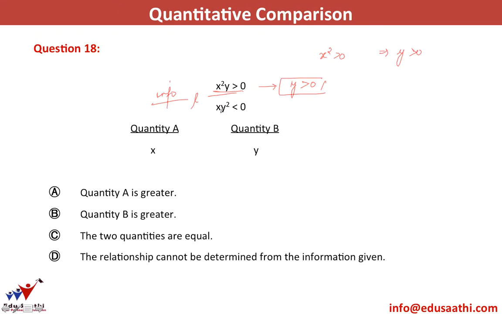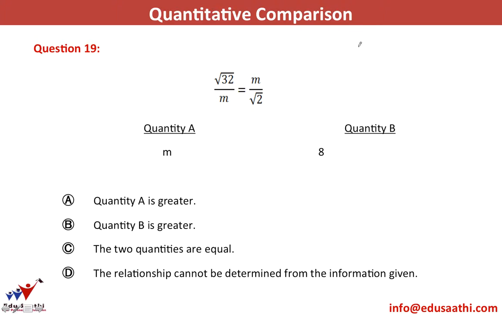And what is given to me? Y square into x is negative. Now what does that mean? Square of a number cannot be negative. So that means x has to be negative. So what do I get is, now if I compare the two quantities x and y, x is negative and y is positive. That means quantity B is greater than quantity A.